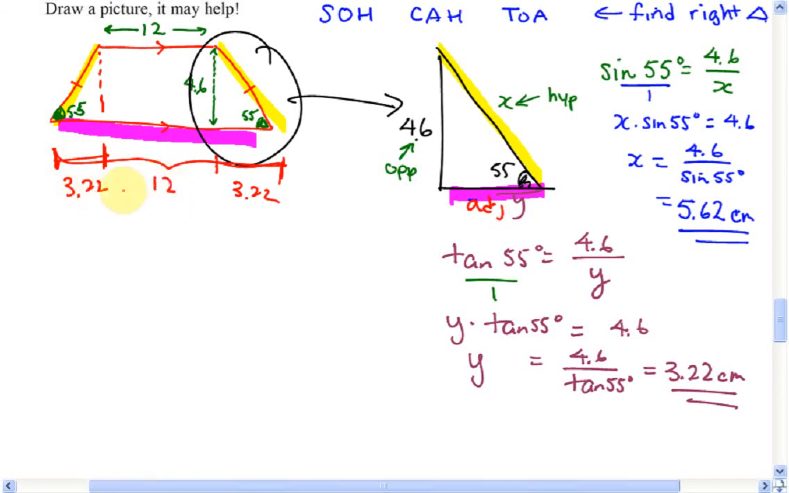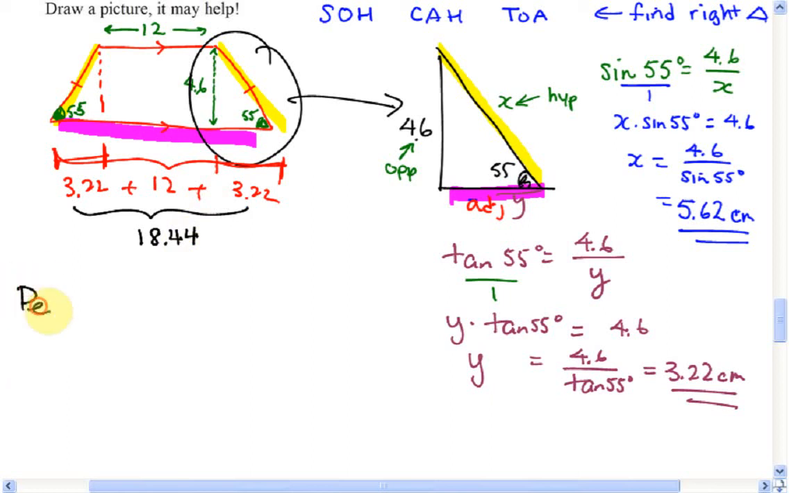What's left over in the middle? 12. Let's add them up, and that gives you the longest side. So 12 plus 3.22 is 15.22, plus 3.22 is 18.44. Is that correct? Yeah. I did it in my head. Are you impressed? No? You're supposed to be. Okay, so the longest side is 18.44.